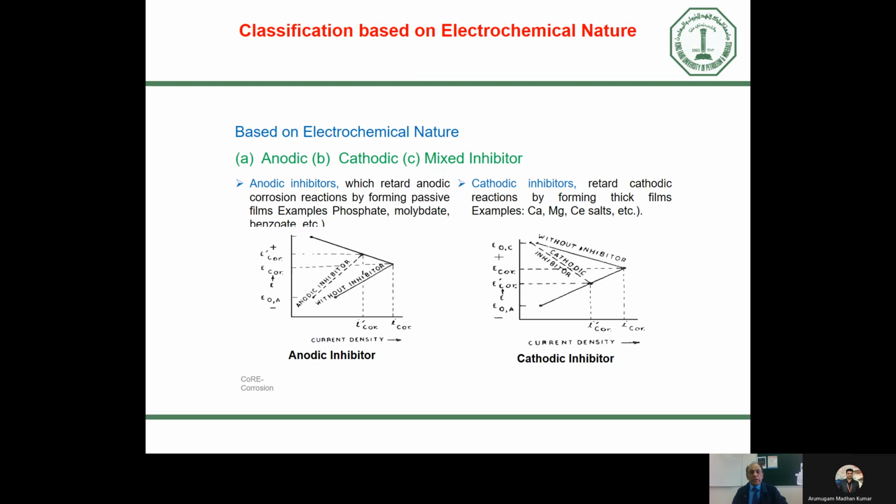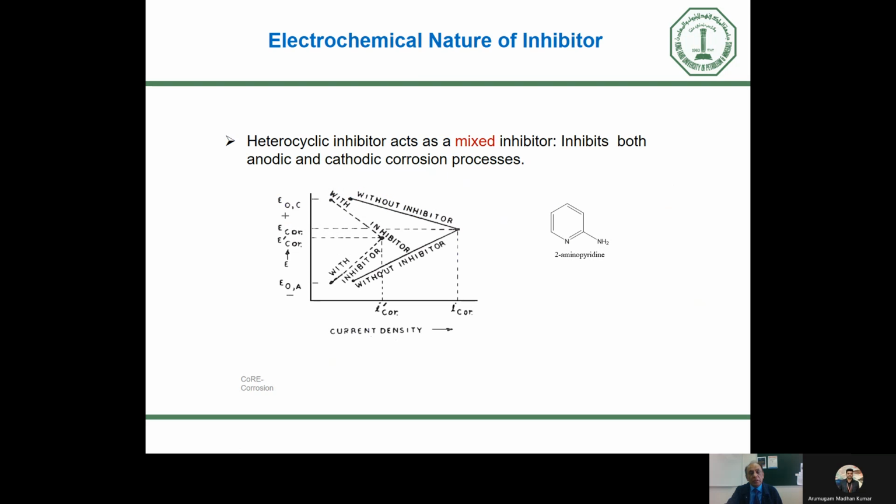So what are these inhibitors? Anodic inhibitors usually retard the rate of anodic reaction, that is the metal formation, and cathodic inhibitors retard the cathodic reaction. Examples are phosphate and molybdate for anodic, and for cathodic inhibitors, the salts of calcium, magnesium, and so on. A mixed kind of inhibitor is capable of inhibiting both anodic and cathodic reaction. So mixed inhibitors are considered the best as compared to either anodic or cathodic inhibitors.